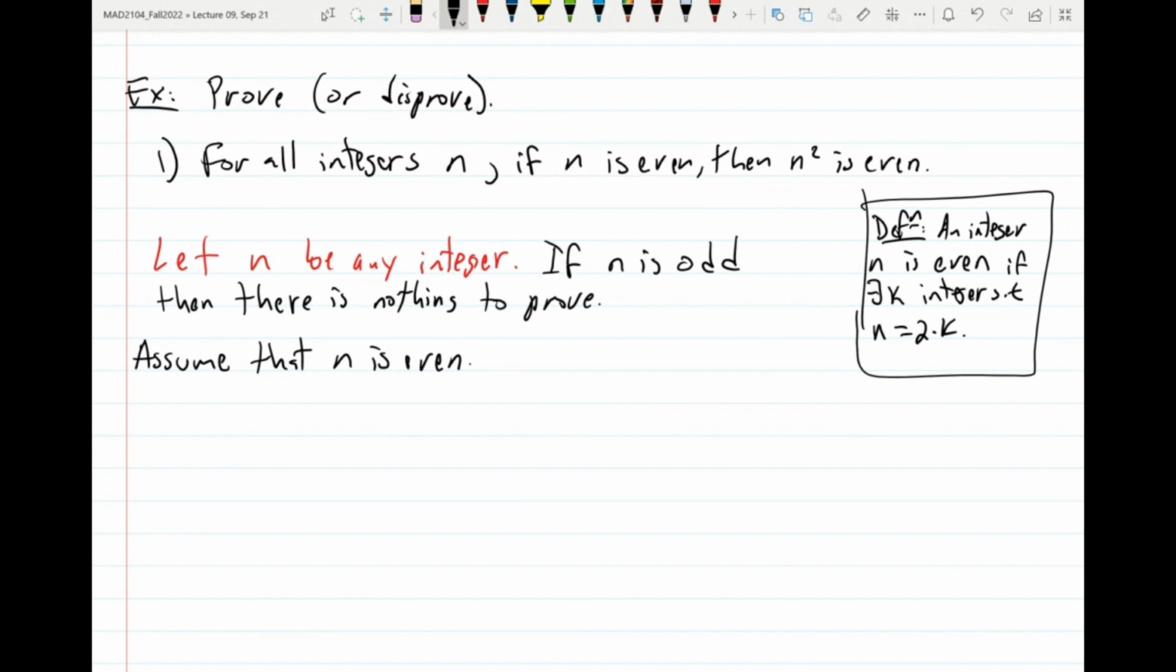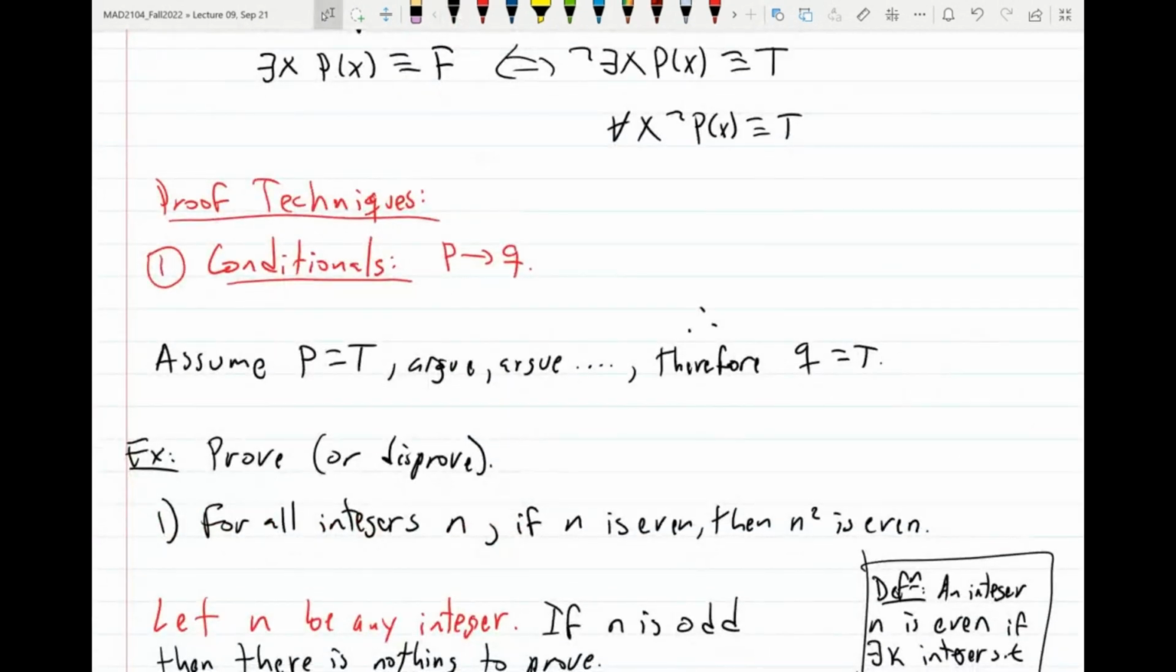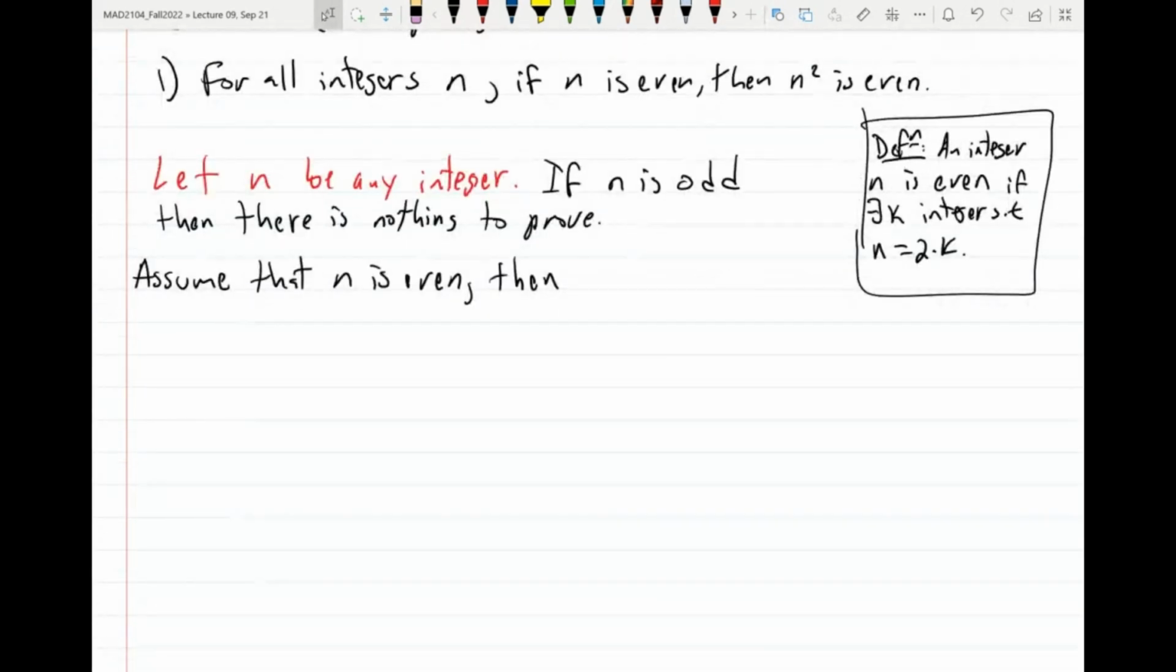Now we are focusing on the even part. So assume that n is even. Then what can we say here for sure? This is the argue part that I wrote here. Assume that P is true, then argue, and the job is to deduce Q at the end. n is equal to 2k. Exactly. You can only use what you have. If n is even, the only thing we can say is that it's 2 times something, because that's what it means to be even. So then we know that there is an integer k such that n equals 2 times k. Nobody can take that from us because that's what it means to be an even number.